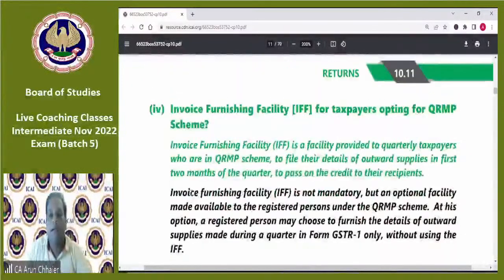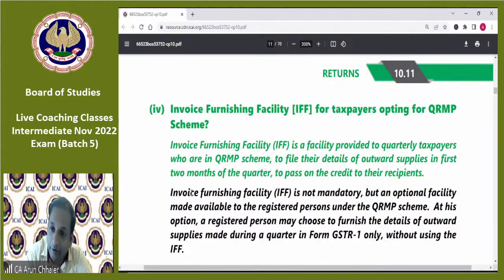Now, I have told you that suppose I have opted for QRMP. What is the full form of QRMP? Quarterly Return Monthly Payment. In QRMP, the registered person will file the GSTR1 and GSTR3B only after the end of the quarter.